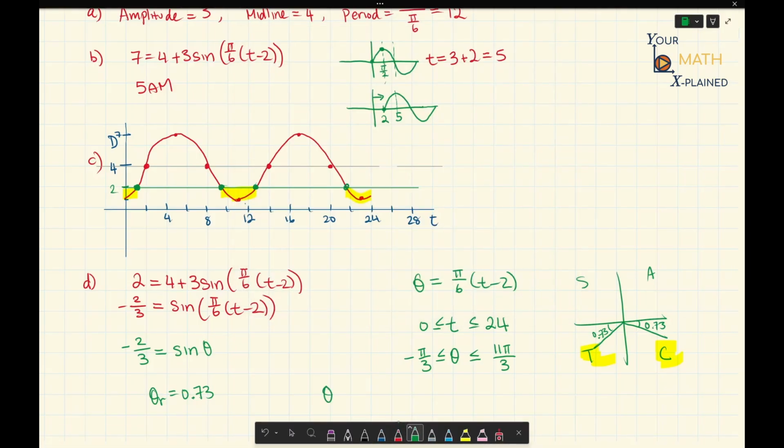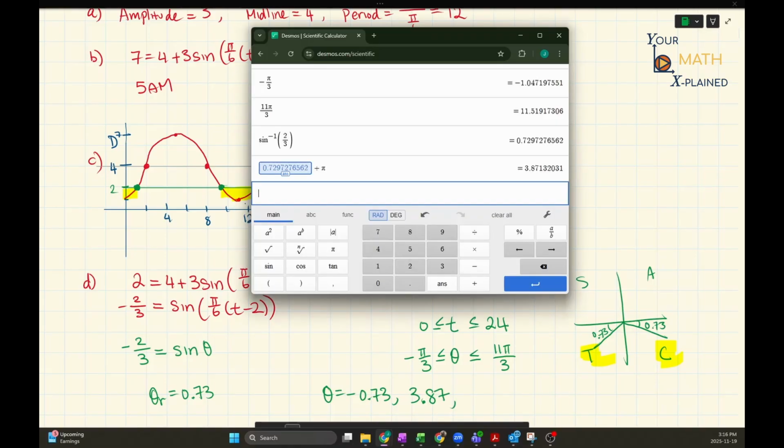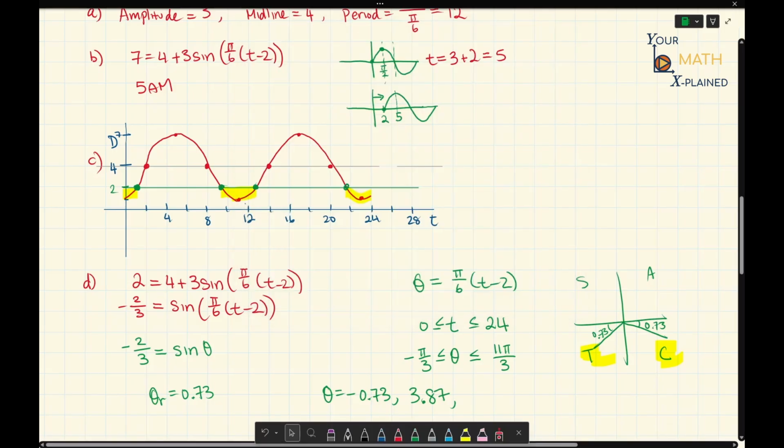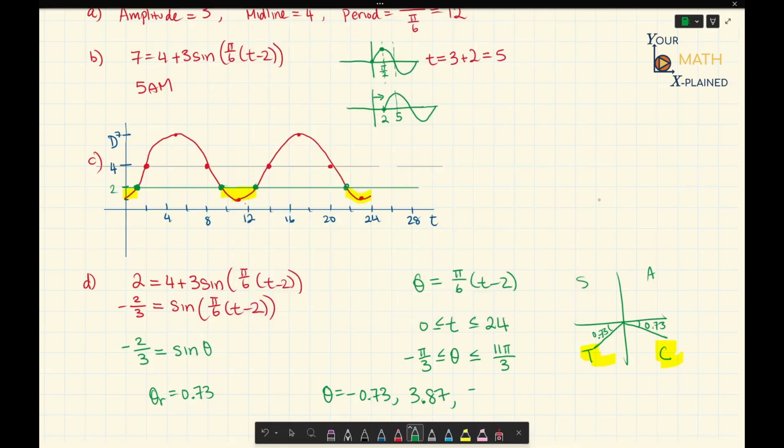So we would have theta is equal to negative 0.73. Second one is 3.87. The third one is going to be 1 full rotation, which is 2 pi, minus 0.73. So we would have 2 pi minus this number here. And that would give us 5.55. So that would be our third number.